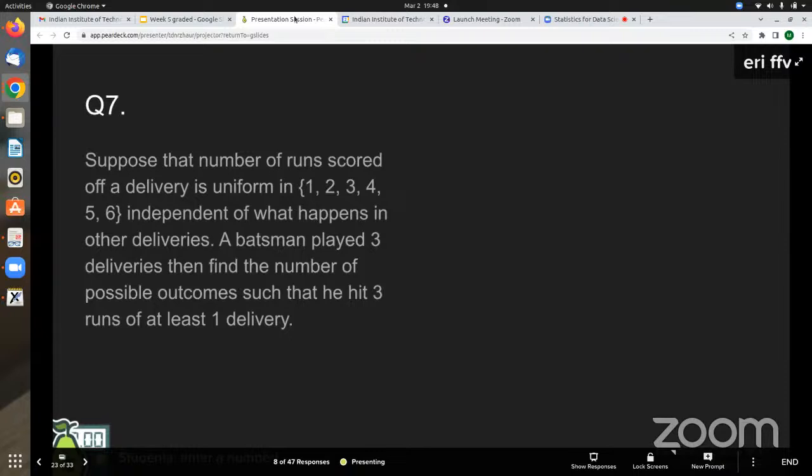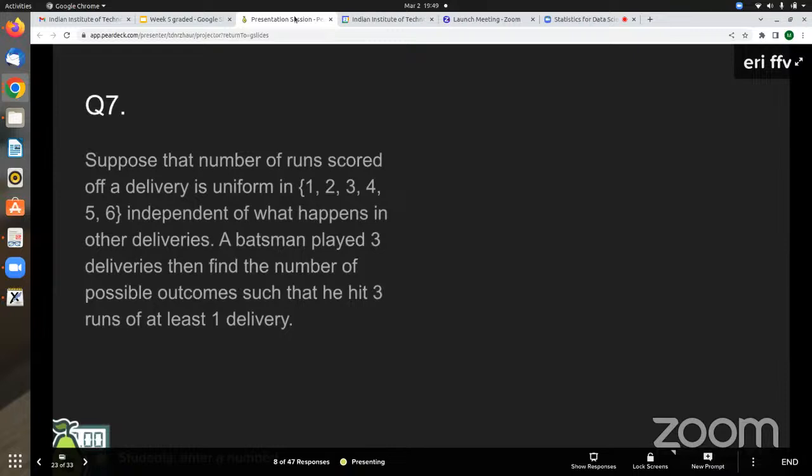My understanding is that a batsman has played 3 deliveries and he has scored 3 runs. What are the possible ways that he can score those 3 runs? What does this 6 deliveries uniform, the inside the bracket, show? Those are the possible runs that he can score. Out of those 3 deliveries, one of these 3 he has already taken, is it? See, out of the 3 deliveries, he has scored 3 runs.